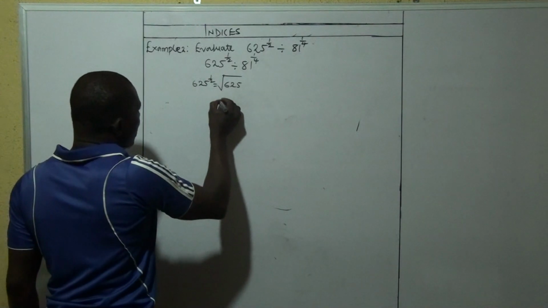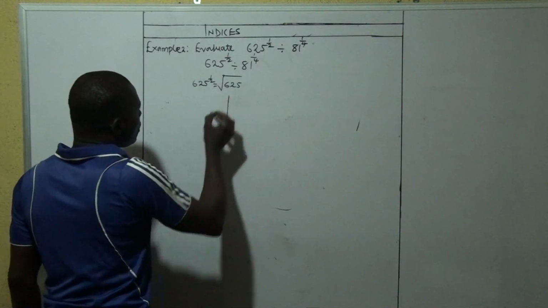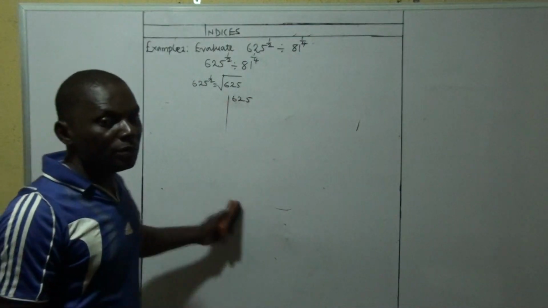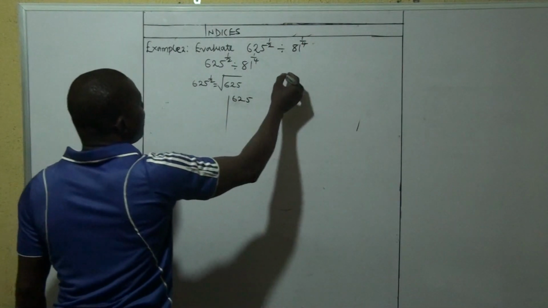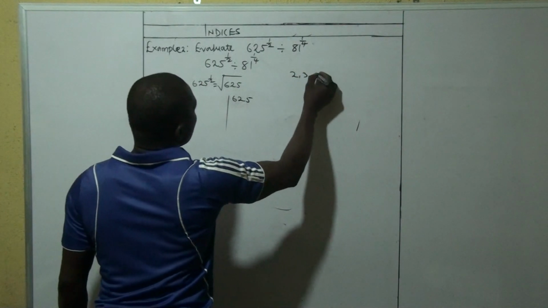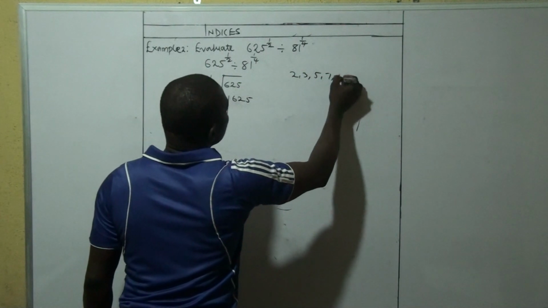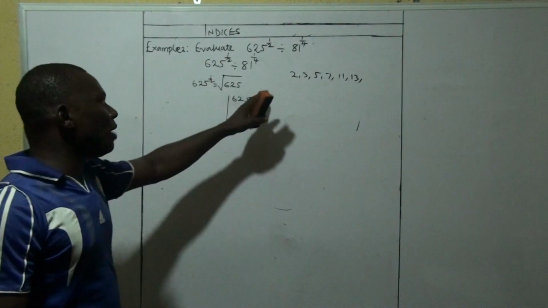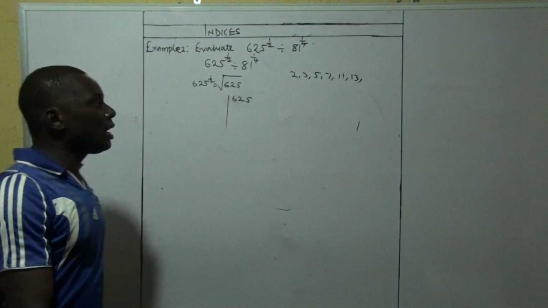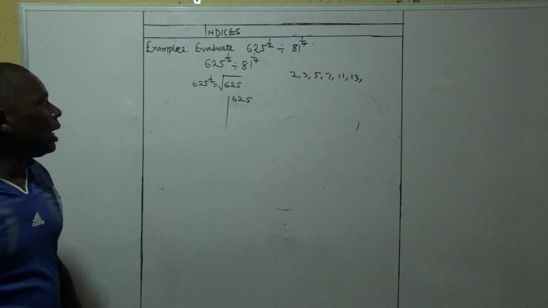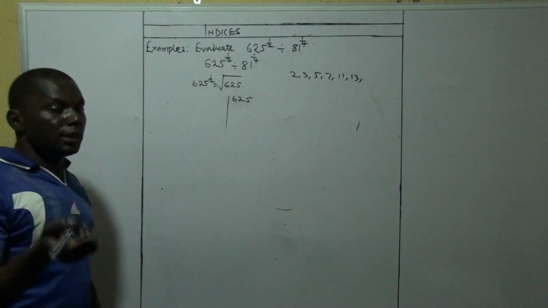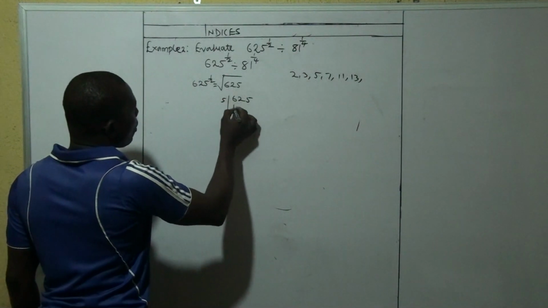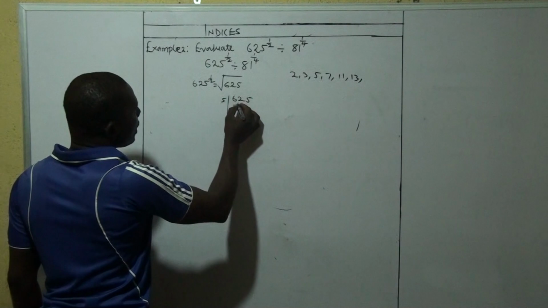So here, sometimes we use prime numbers, the prime number that can divide this. Among our prime numbers here, we have 2, 3, 5, 7, 11, 13. This is very key here. We have to understand prime numbers, especially when we are operating indices. So we look at this one. Which one can divide this? Is 5. 5 here 1, 5 here 2.